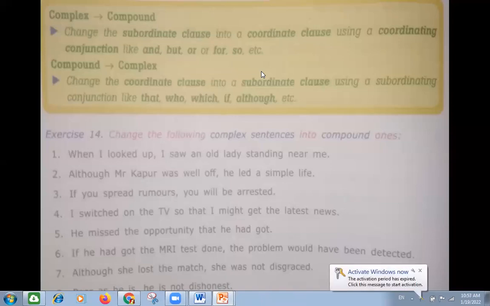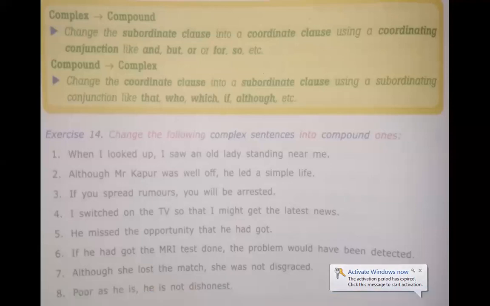Absolutely correct, Sneha. Very good. Note it down, everyone. Sneha's answer is absolutely okay. Once again, she's going to repeat. I looked up and saw an old lady standing near me. Now you see, when you make a compound sentence, you have both the clauses independent. And that's an absolutely correct sentence.